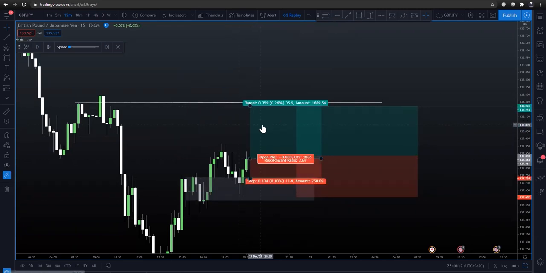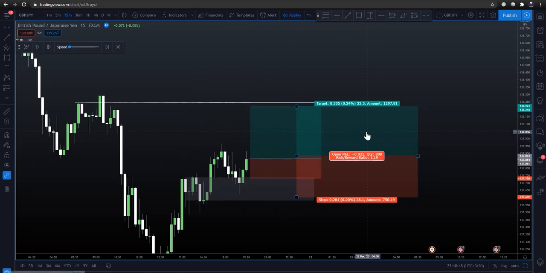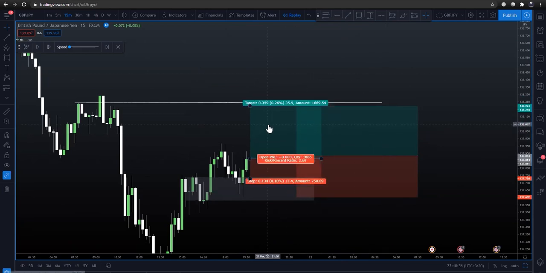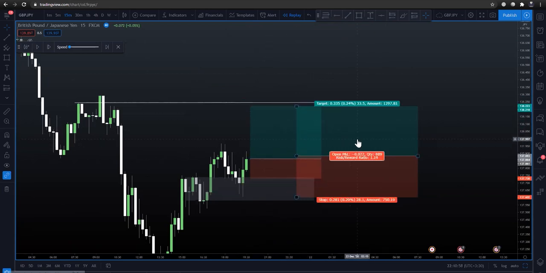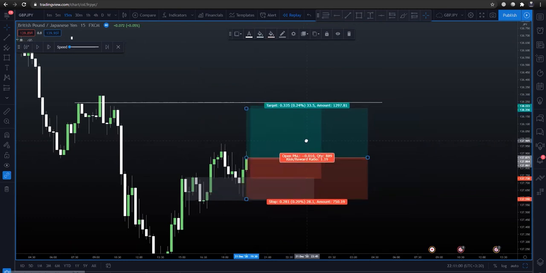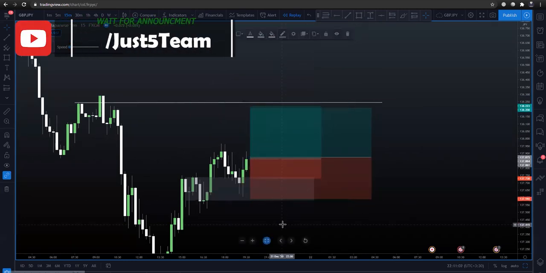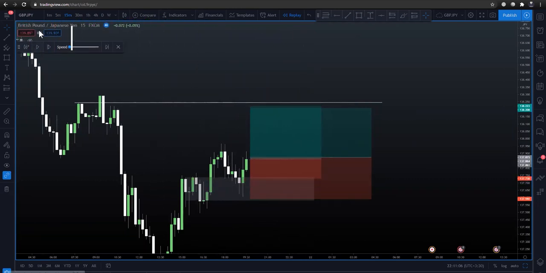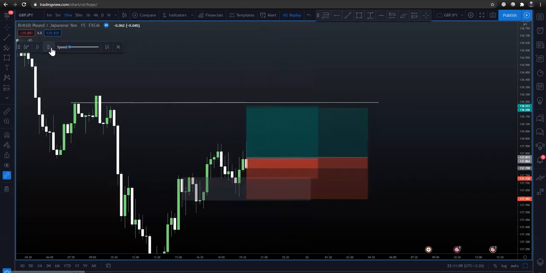Your target could be that. And now your risk ratio will be much better than before. It will be riskier, so we should use lower lot sizes, and it could be a fair lot size. Even the entry could be better. Let's go further to see what's going to happen.